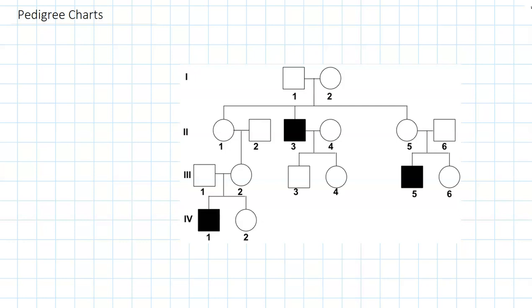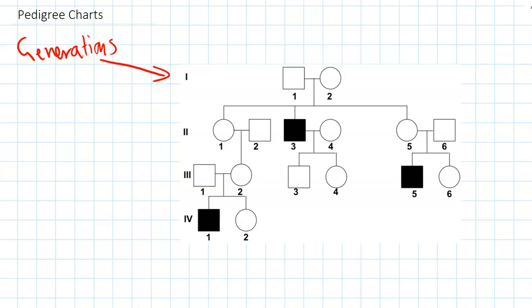So, looking at the pedigree chart, the first thing you'll notice is the Roman numerals down the side here, and these are representing the generations. So if we're looking at it from the perspective of the youngest generation, generation 4, then generation 3 are their parents and aunties and uncles. Generation 2 are the grandparents' generation, and then generation 1 are the great-grandparents' generation.